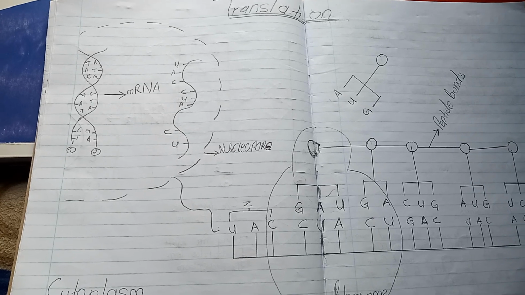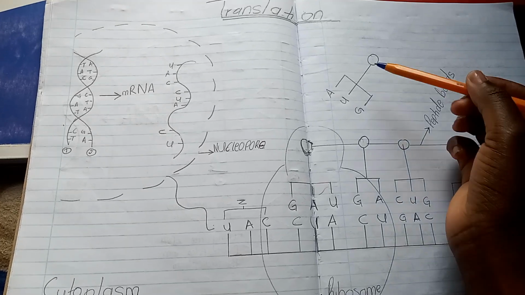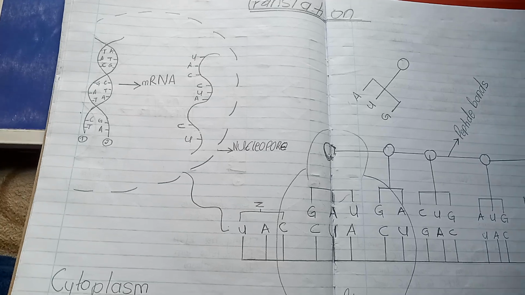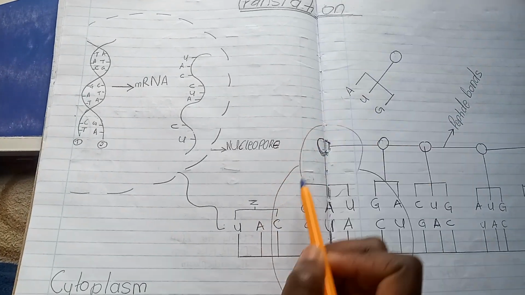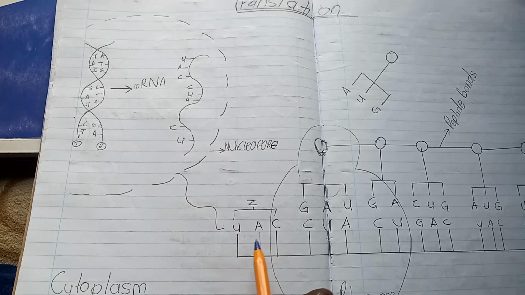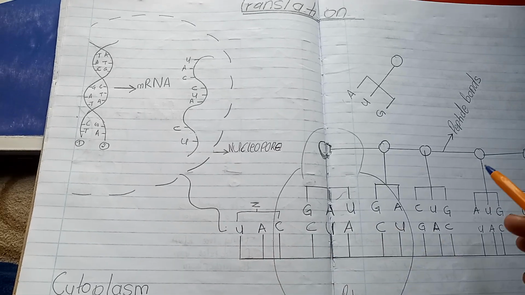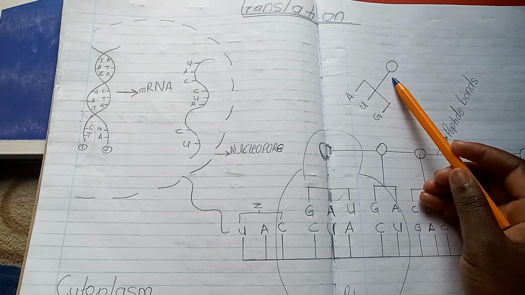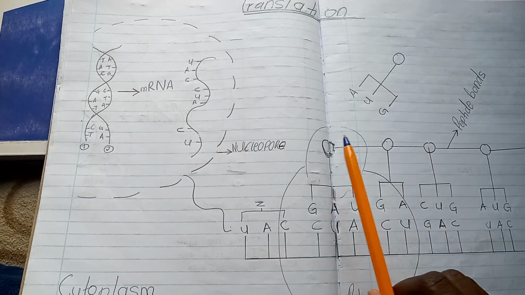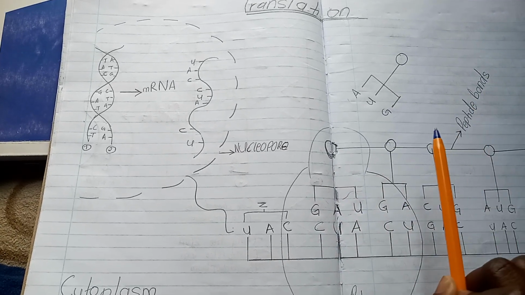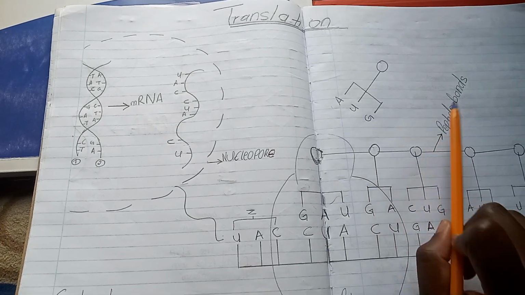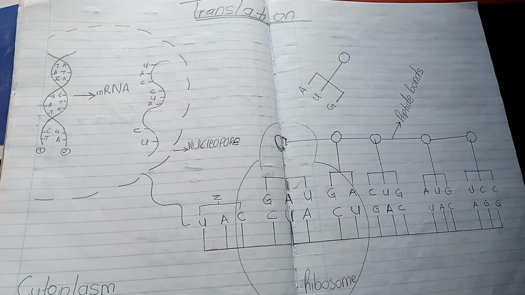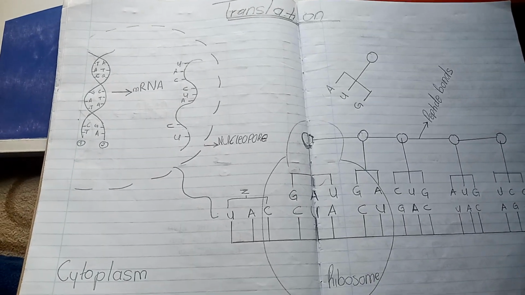So this is how it goes in point form. Each tRNA carries a specific amino acid. When the anticodon matches the codon on mRNA, tRNA brings the required amino acid. Then the amino acids are attached by the peptide bonds to form the required protein, and that is according to the exam guideline.